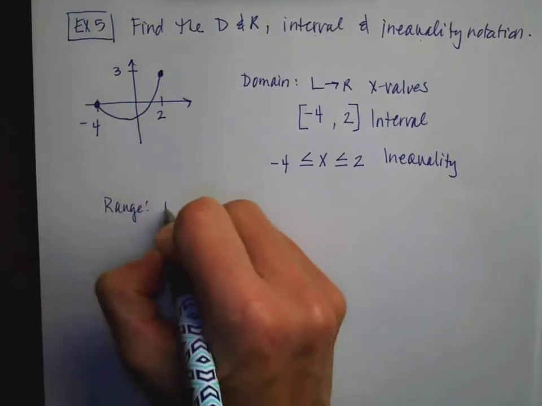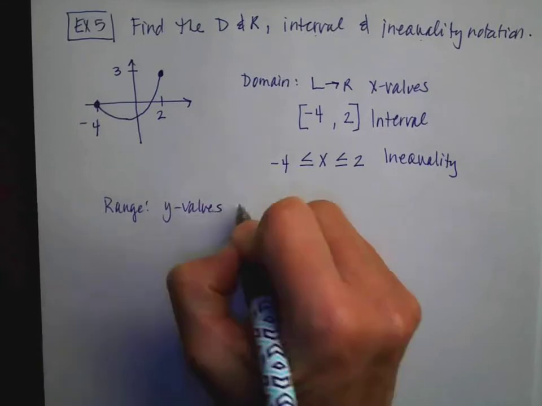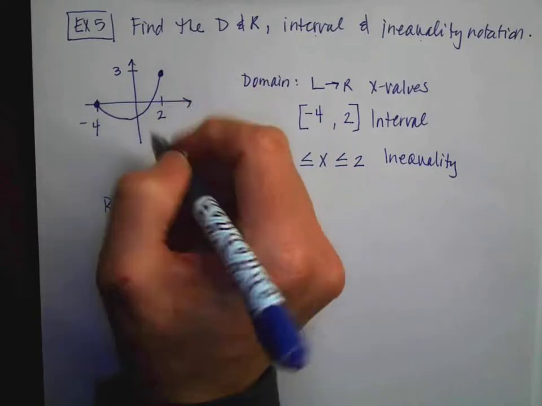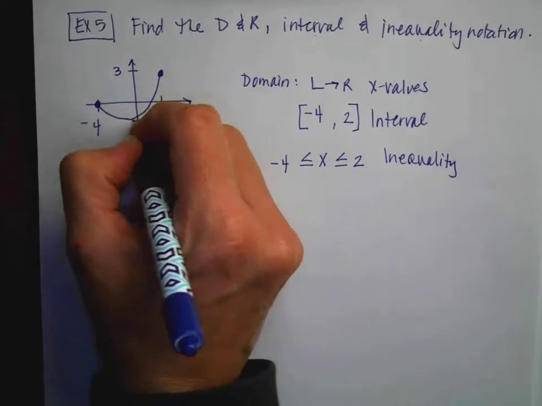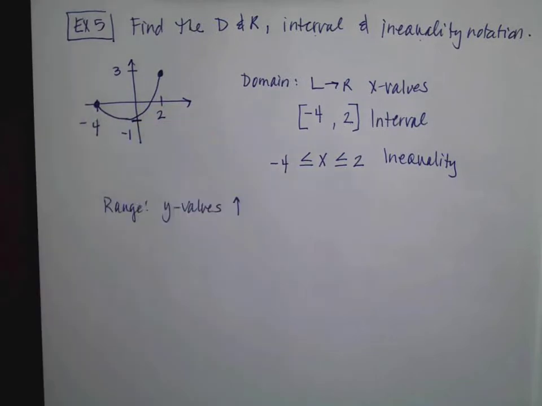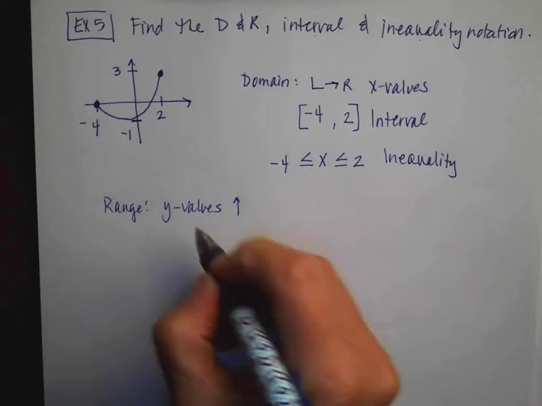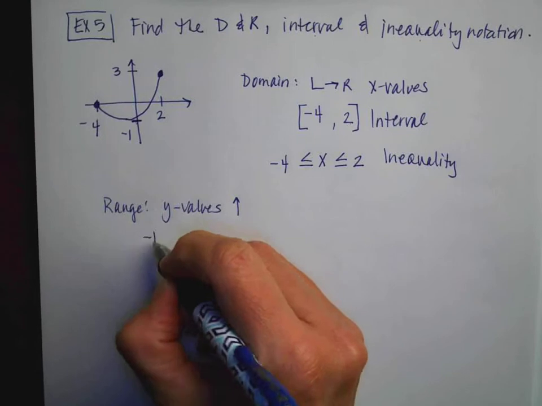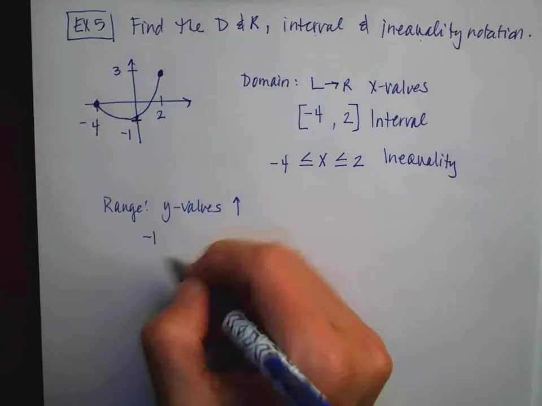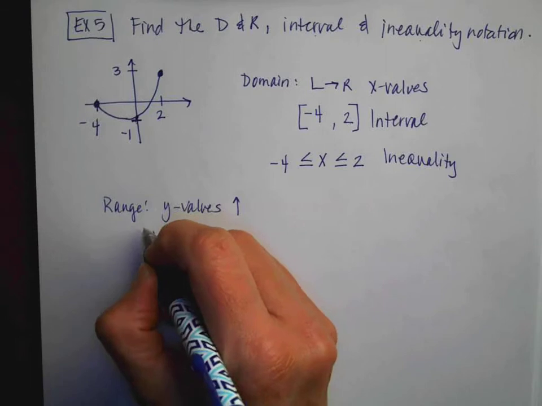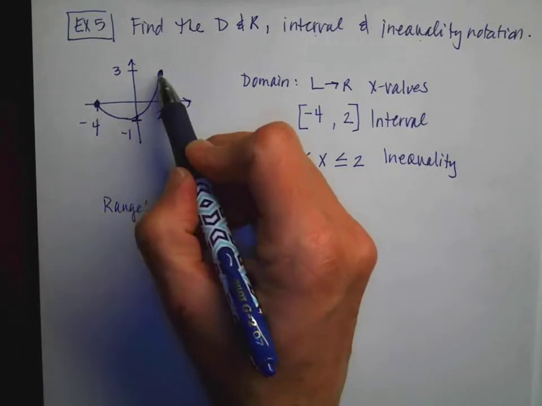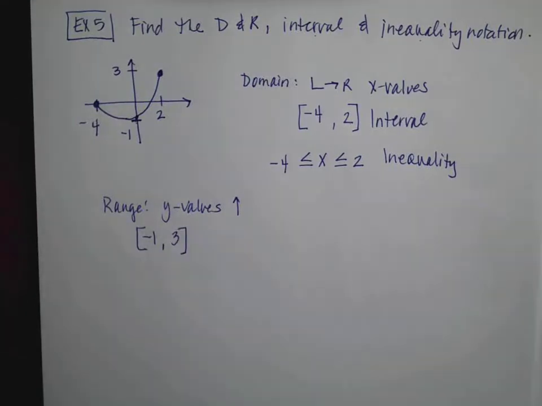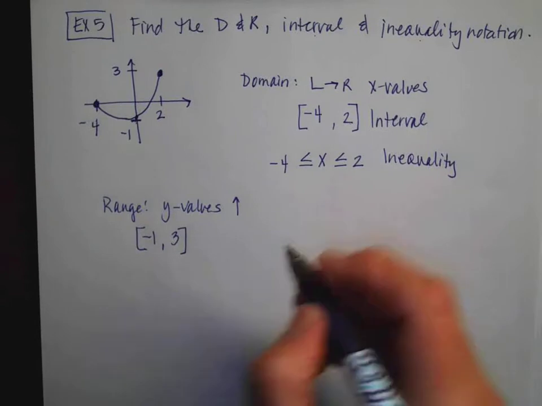Okay? Now I'm going to do the range. The range is the y values, and we go from the bottom up. Okay, so I guess I need to give you more information. So my bottom y value, let's say this is a negative 1. Okay, so if I go from the bottom up, my lowest y value would be a negative 1, and it's included, right? Okay, so I'm going to put an included. And then my highest y value is a 3, and it is also included.